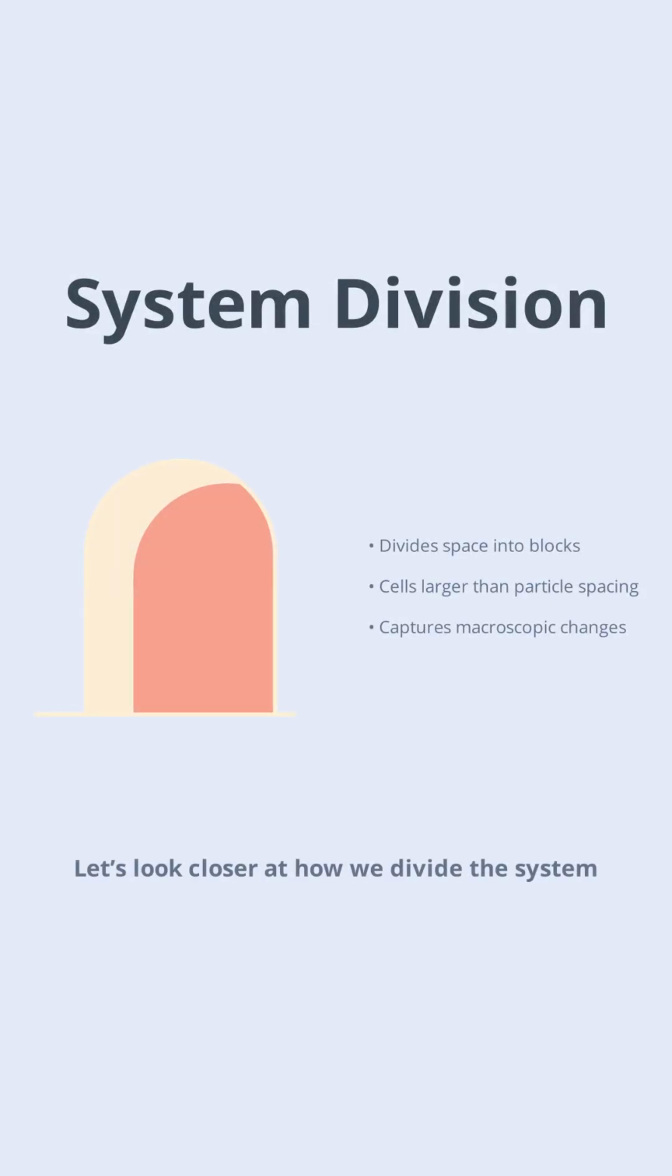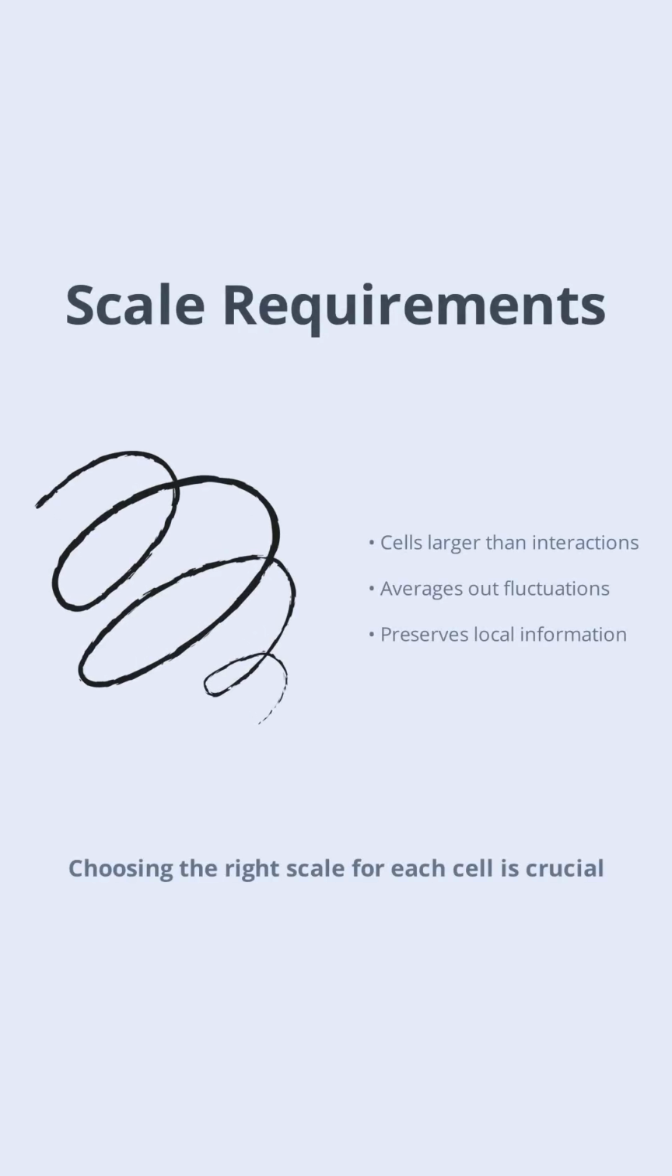Let's look closer at how we divide the system. The idea is to split the entire space into many cells or blocks. Each cell should be much larger than the distance between individual particles, ensuring that it contains enough particles for meaningful averaging. At the same time, the cells must be small enough to reflect changes that happen on a macroscopic scale. This careful balance allows us to capture both the collective behavior of particles and the spatial variations that matter for the system's overall properties. Choosing the right scale for each cell is crucial.